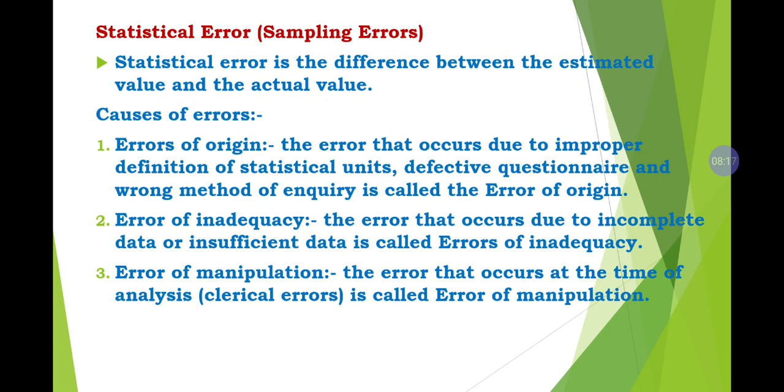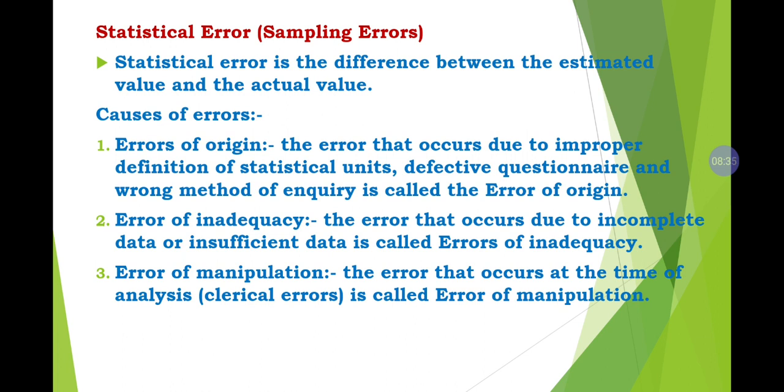Next, we have statistical error. So what is statistical error? It is nothing but your sampling error. Error is a mistake, whatever it may be. So statistical error is the difference between the estimated value and the actual value.